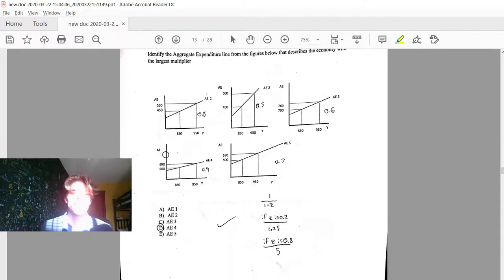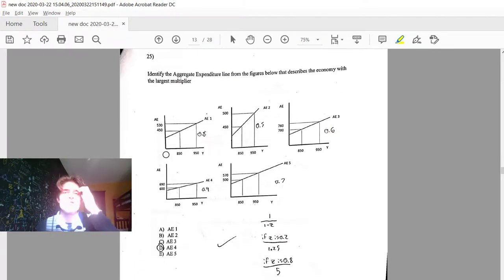This one: identify the aggregate expenditure line from the figures below that describe the economy with the largest multiplier. I went through and did them all. It was really annoying and really tedious, and I thought it was just going to be the one with the highest slope, but it wasn't because all the numbers here are different on the sides. So that was pretty tedious, pretty annoying.